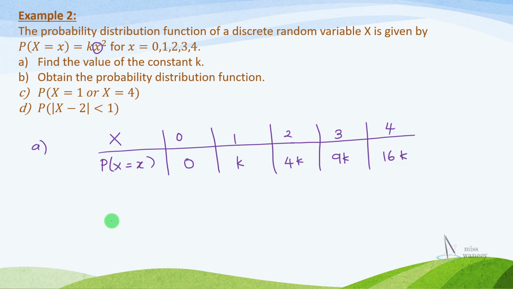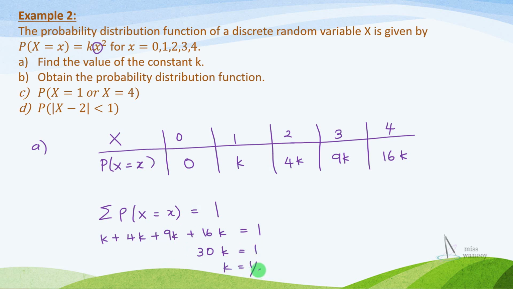To calculate the value of the constant k, we have to use the summation of the probability of x, which is equal to 1. That means k plus 4k plus 9k plus 16k altogether must be equal to 1. If you add everything together, this is 10, 20, so 30k is equal to 1. k must be 1 over 30. Okay, so this is A.